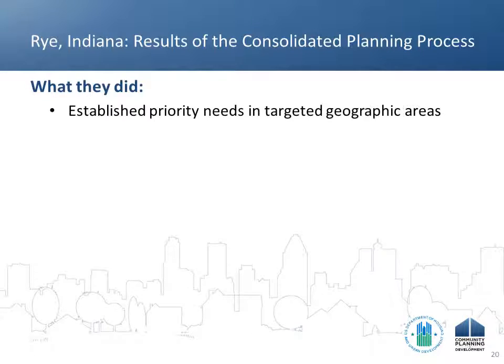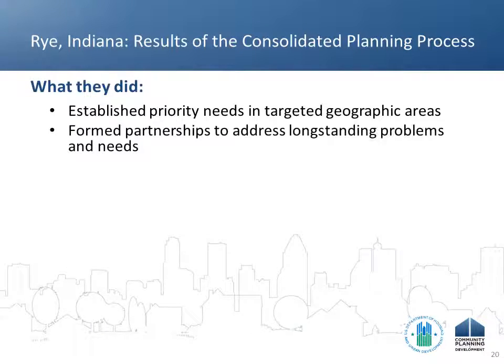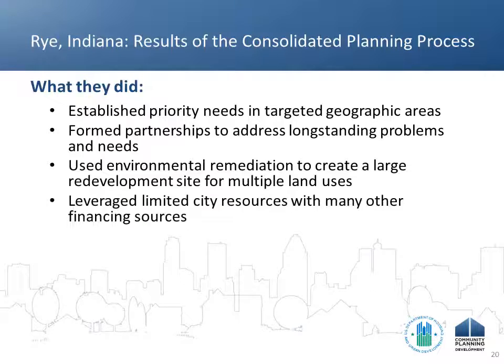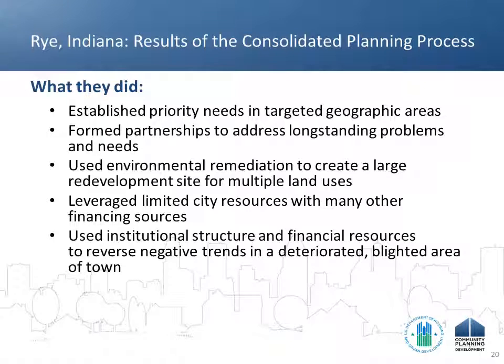By using existing planning, institutional, and financial resources in the consolidated plan process, Rye was able to address many of the needs in the area and improve the residents' quality of life. By taking a holistic planning approach, the city was able to focus its investments in a way that resulted in outcomes that were far greater than what prior investments had achieved.